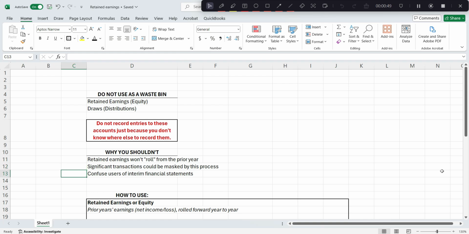And in that process, it confuses the users of the interim financial statements. They'll start scratching their heads wondering what happened to prior year retained earnings, expecting it to roll from the prior year. So these are reasons why you shouldn't do this.